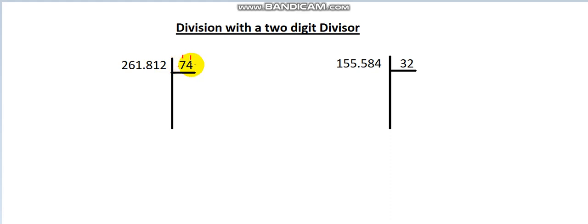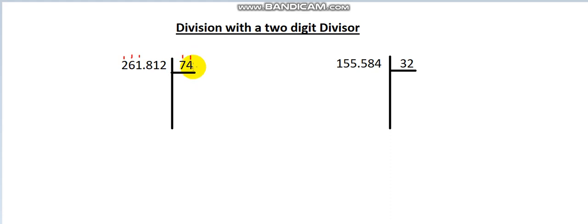Now first I'm going to ask, does 74 fit into 26? And the answer is of course no, because 26 is smaller than 74. So I'm just going to put the next digit in as before. And I'm going to say, does 74 fit into 261? And the answer is yes. But to figure out how many times, I'm going to use the tool that was shown before.